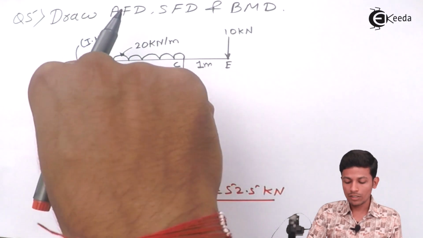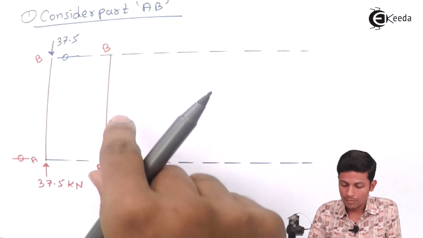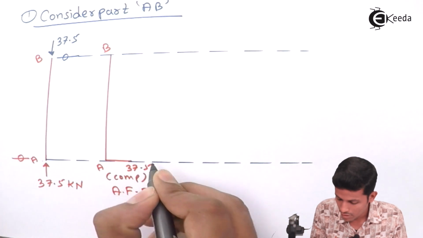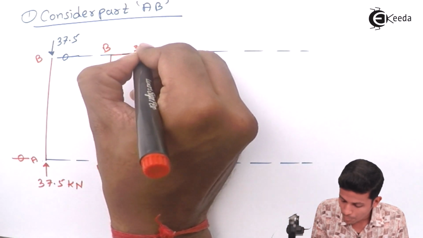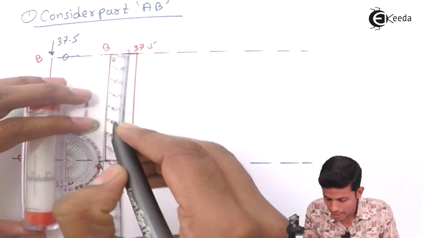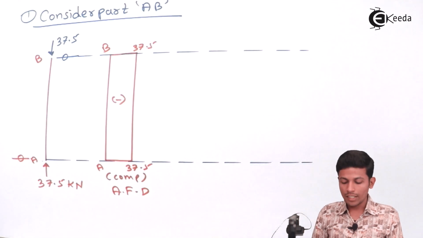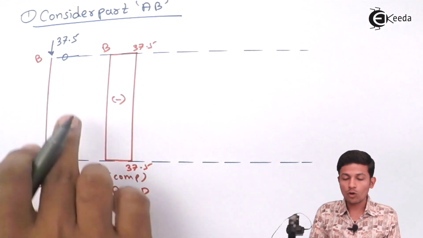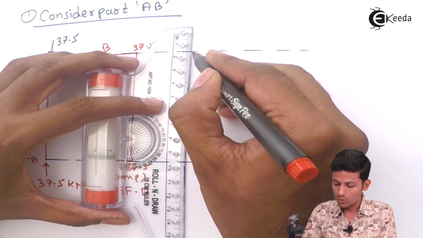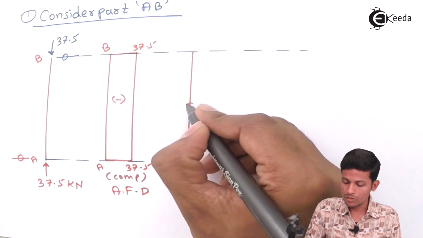Okay, first we take the AB part. What is the inside part? The inside part will be this side, so this will come like this. This one is 37.5, this is also 37.5. Now I join these two. This is minus sign. We are done with the AFD part. Now since there is no horizontal force, shear force will be 0. There is no load, that's why it will come 0.